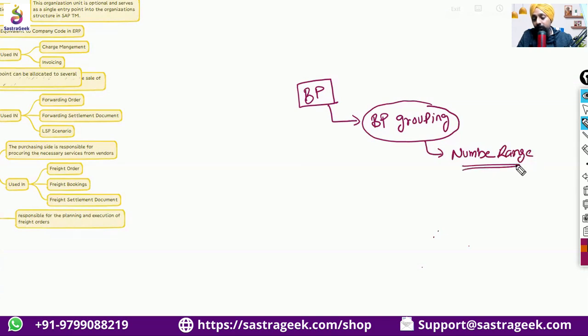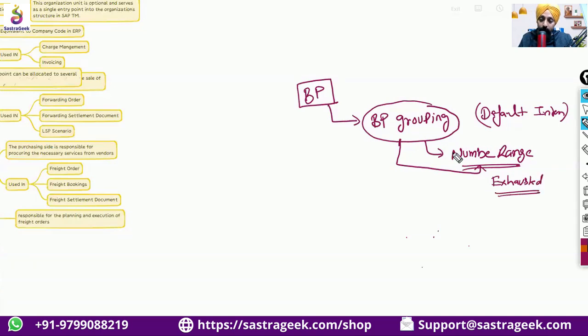We had exactly the same issue in the last session when we were working in 2021, and BP creation was failing. The issue at that time was the BP grouping: there is a default grouping for an internal number range, and that is what the system was selecting. Then the number range was exhausted. There was no new number available to be given for the BP. Because of that, the BP creation was failing.